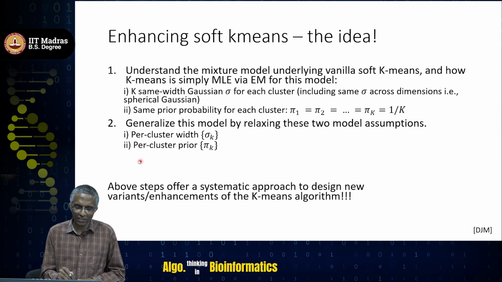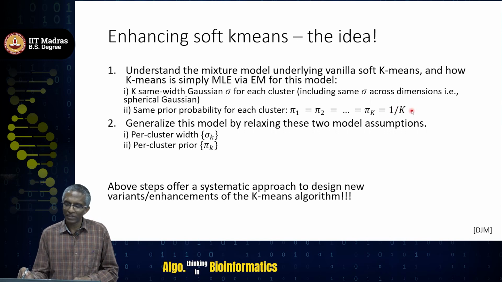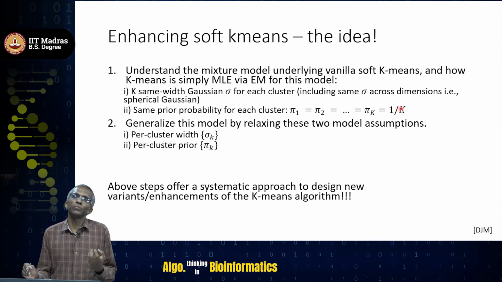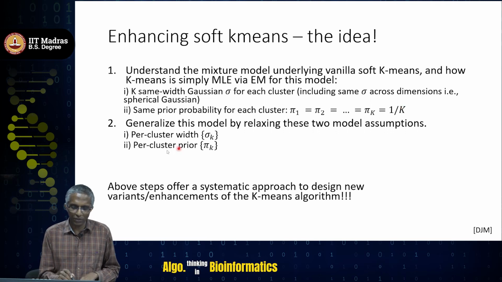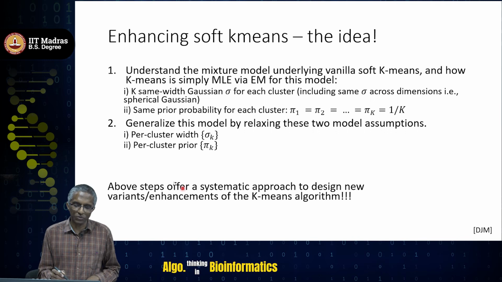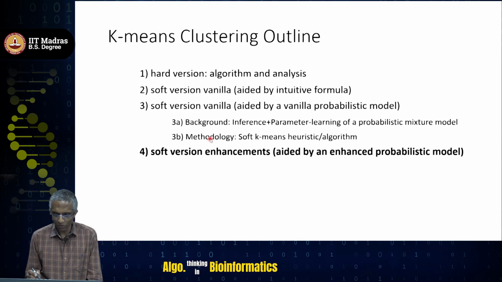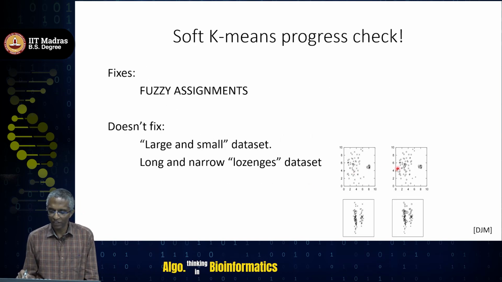The other point is that we had the same prior probability for each cluster, pi 1 equal to pi 2 equal to pi k equal to 1 over k, right? I don't want that, because different clusters could have different numbers of data points close to their center. So I want a per-cluster prior pi k which is different from 1 over k. It's not that a priori every cluster is equally likely. I want to also remove that simplifying assumption, okay? So essentially we remove two simplifying assumptions, and then we will be able to handle these large and small data sets better, okay?